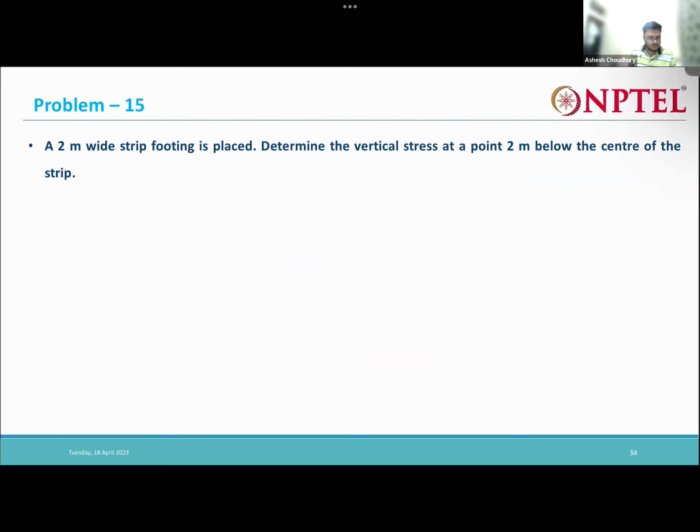Okay, so next problem. A 2-meter wide strip footing is placed. Determine the vertical stress at a point 2 meter below the center of the strip. So we have a strip footing. Due to the strip footing, one strip load is there of 100 kilonewton per meter square. This is actually given in the question. I did not draw that figure, so I'm giving it now. So 100 kilonewton per meter square, this load is coming on the strip footing.